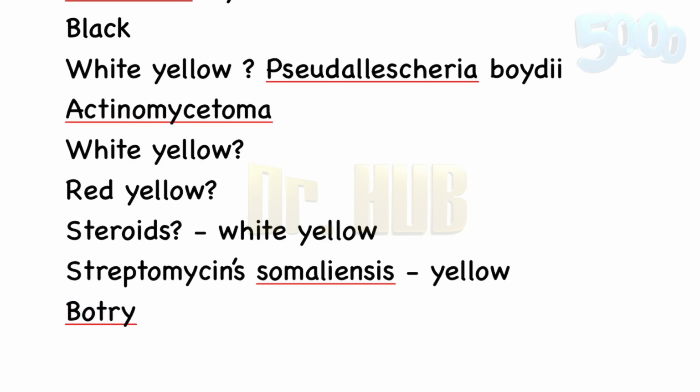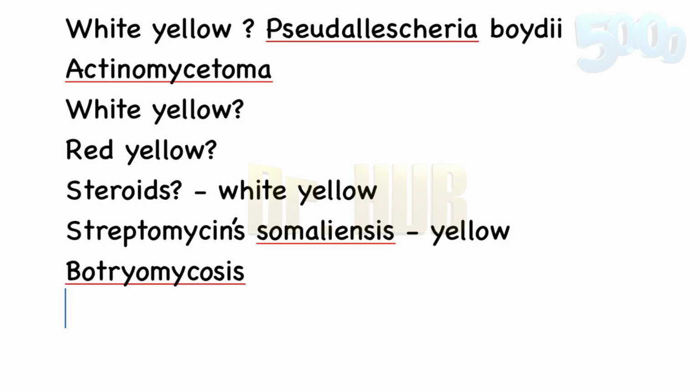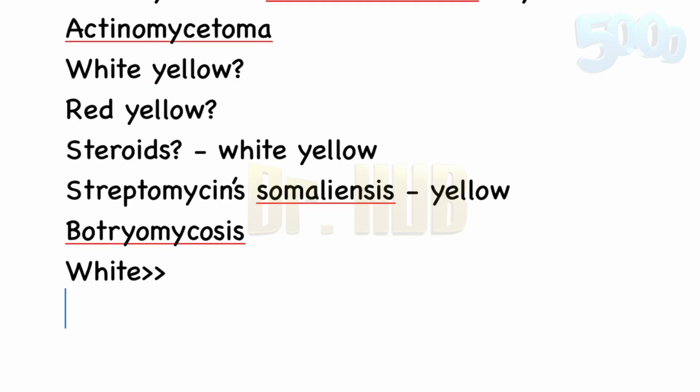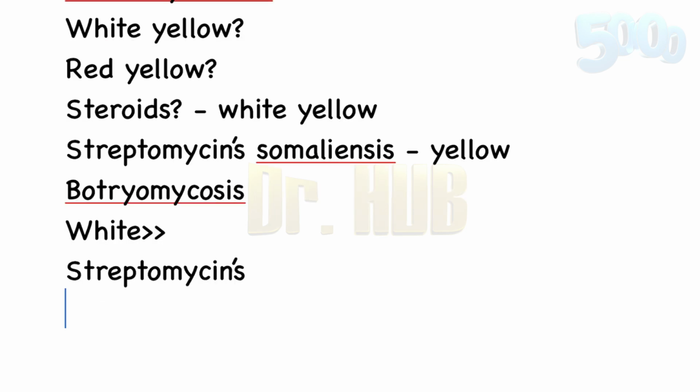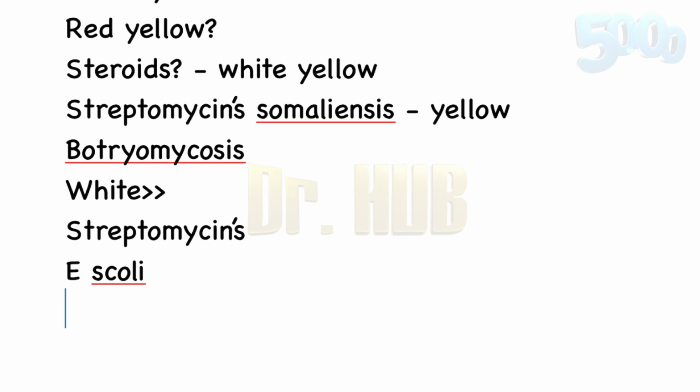Then we move on to the botryomycosis. So in botryomycosis, if we look at Staph species, most of them are white. So what are the white? There is the Staphylococcus species, the Streptococcus species, the E. coli, then the Proteus species, the Pseudomonas aeruginosa.